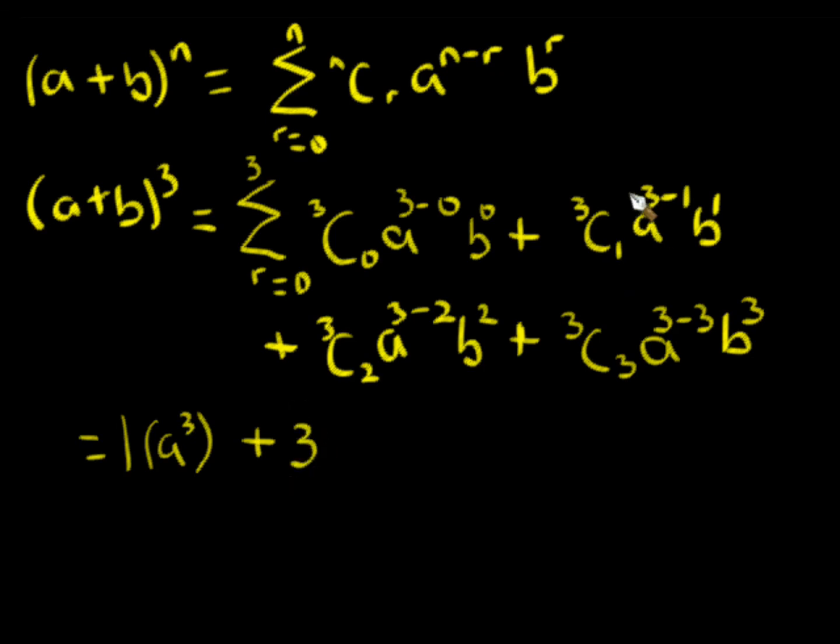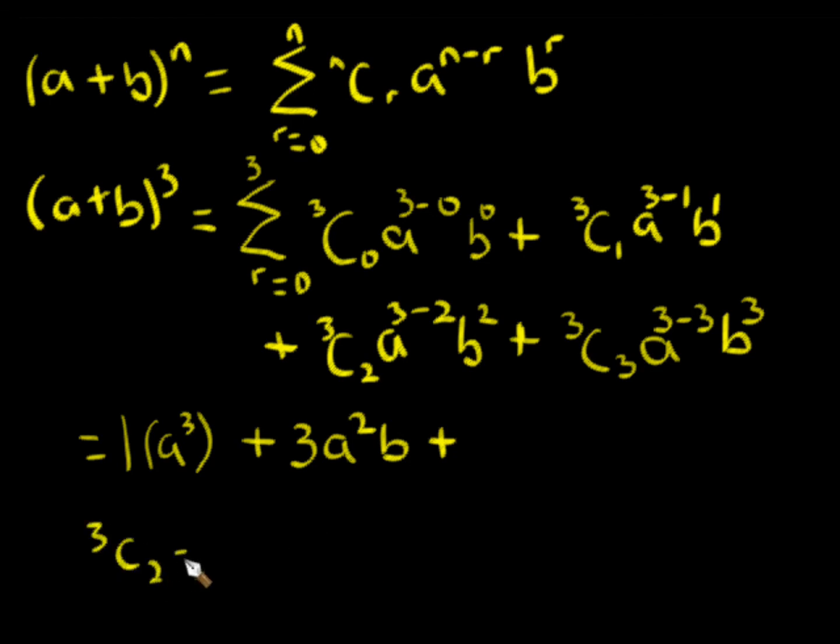Now a raised to the power 3 minus 1 here gives us 2. So that would be a raised to the power 2. b raised to the power 1 still remains b raised to the power 1, so we don't need to write that 1 there. Plus, now 3 combination 2. Let's evaluate that and see how it goes.